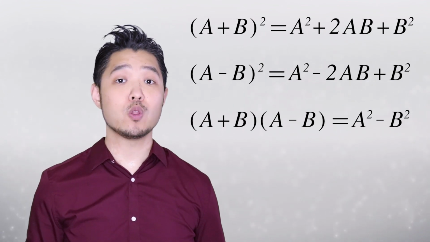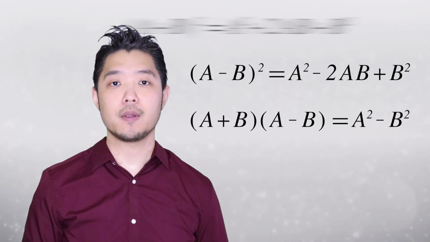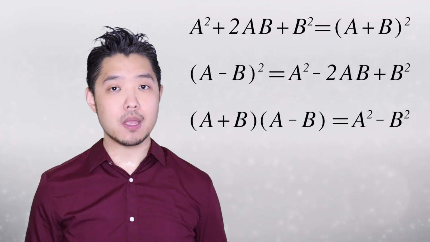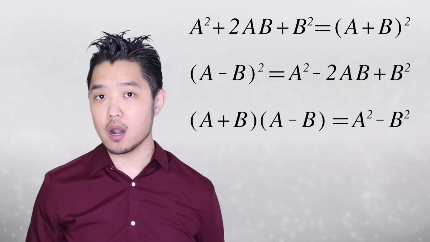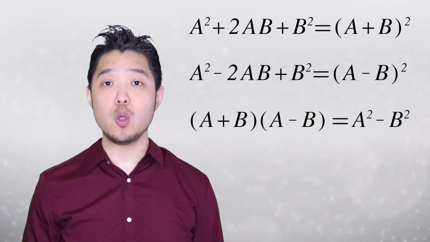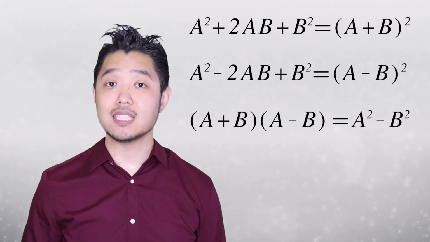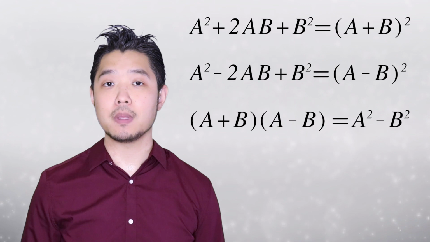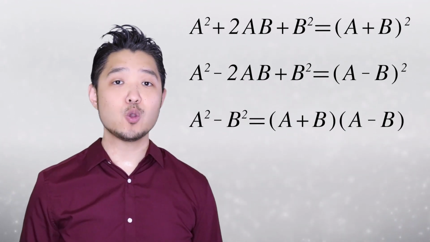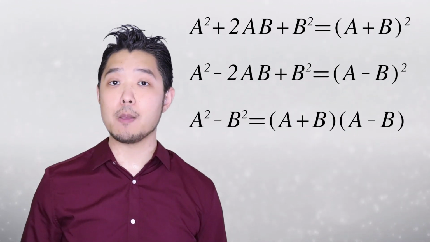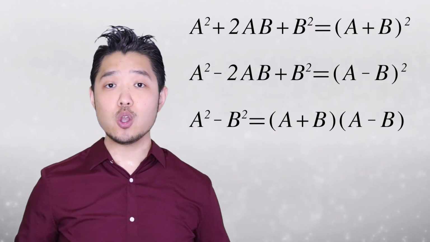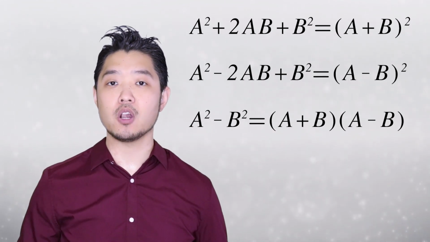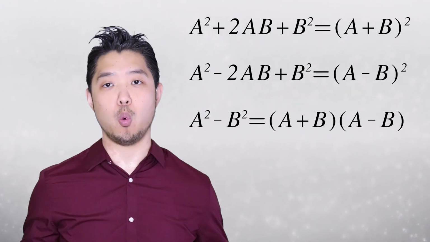You should memorize the reverse order as well. a squared plus 2ab plus b squared is equal to (a plus b) squared. a squared minus 2ab plus b squared is equal to (a minus b) squared. a squared minus b squared is equal to (a plus b) multiplied by (a minus b). Make sure you are familiar with these special multiplication rules both ways.